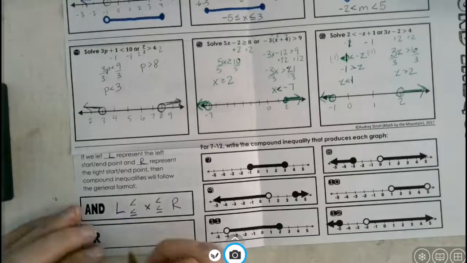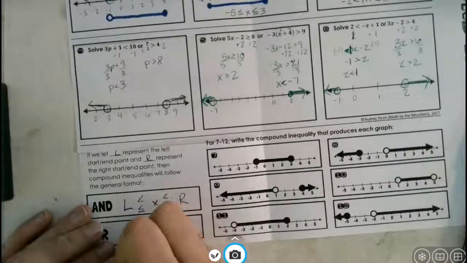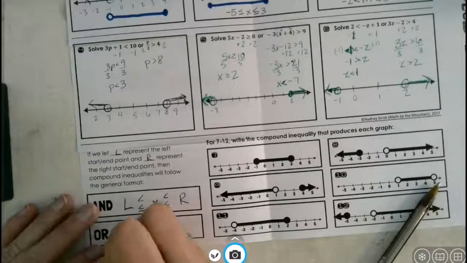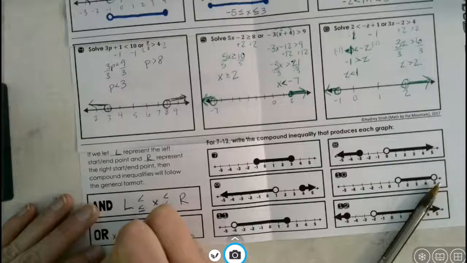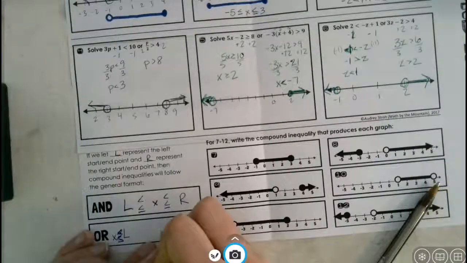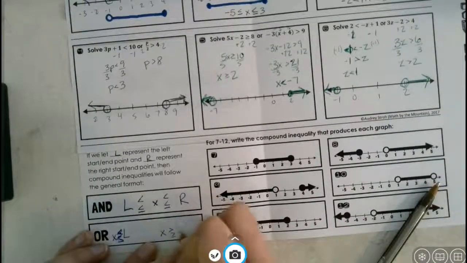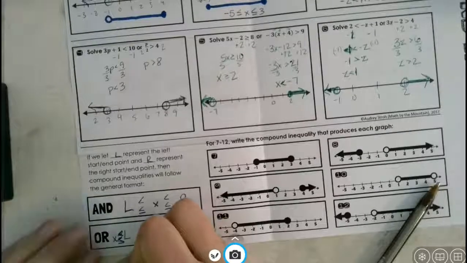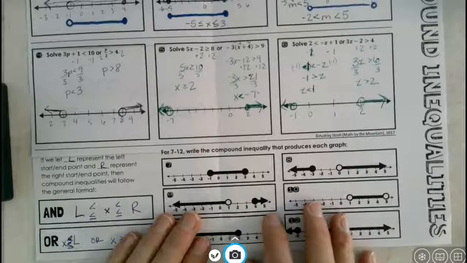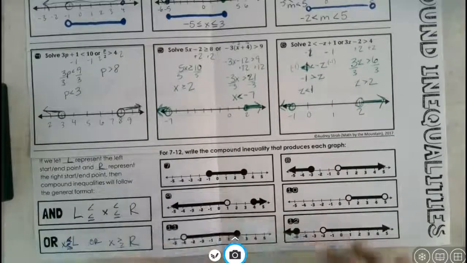Okay, so when it's an or, I usually have left, and we always want to go in the right order. So x is either greater than, or less than our left point, or less than or equal to, or x is greater than or equal to our right point. The biggest one is that or statement. So now I want you to try a couple of these. I'm going to do this first one for you.